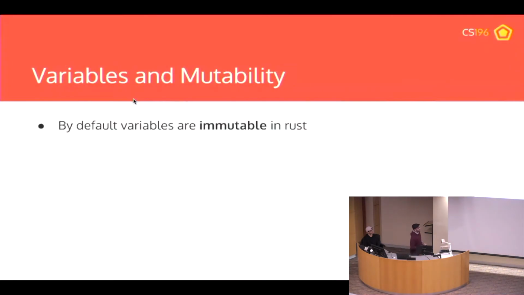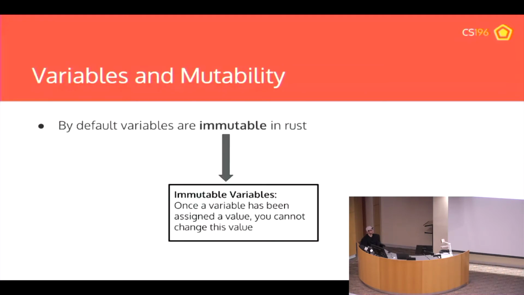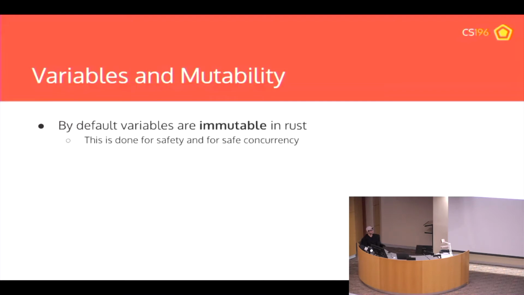Okay, so now we're going to start talking about actually coding in Rust. Let's talk about variables and mutability. Variables in Rust are immutable by default. So what does immutable mean? An immutable variable means that once you give the variable a value, you can't change it anymore. The reason Rust does this is to have improved safety and make it easier to write concurrent programs.